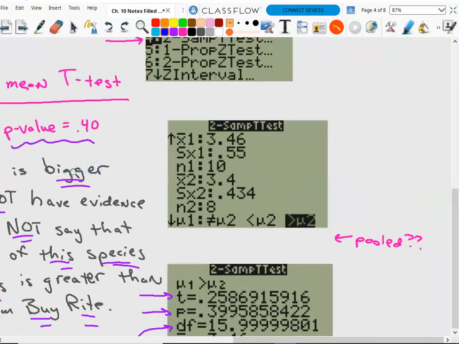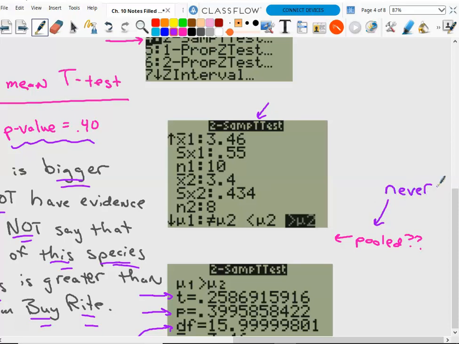Again, please just mark anything where I'm saying something that you don't really understand what's going on. There's one more choice in this, when you do your 2-sample t-test, they ask if we're pooling it. Never, never, never, never pool it. Now, why do they ask it then?